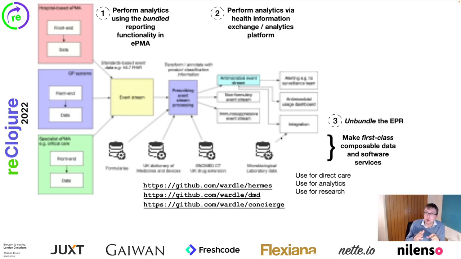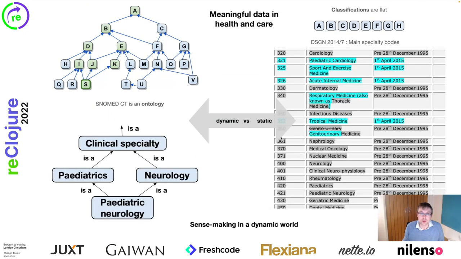This relies on a suite of first class composable data and software services, but we can use that then for direct care in managing that patient when we're seeing them in the clinic or on the ward, but we can also use the same tooling but composed in different ways for our analytics and for our research. So one of the things that I think is really important is making sense of health and care data. And so that means using a terminology. And one of the big terminologies in health and care is SNOMED CT. And so I've built tooling relating to SNOMED CT in Clojure. And I think it's really helpful for building software systems that can be dynamic and deal with changing data over time. So the example here is specialties, but it could apply equally to ICD-10 diagnostic codes.